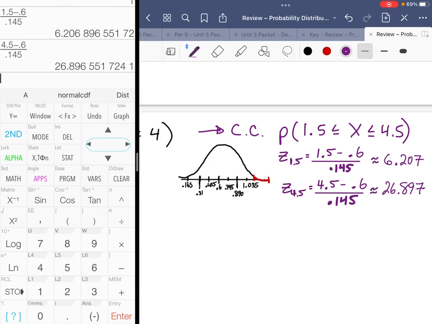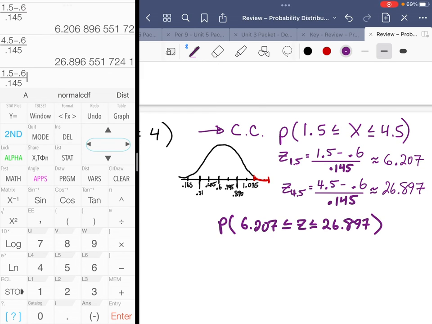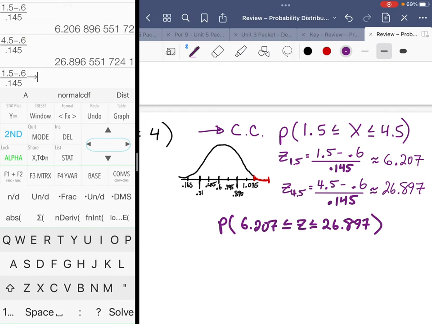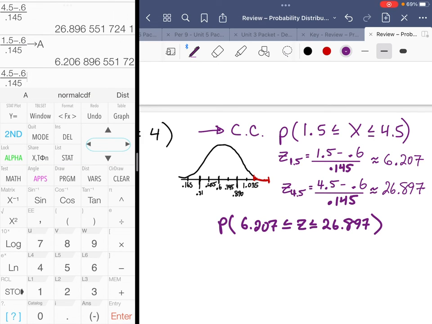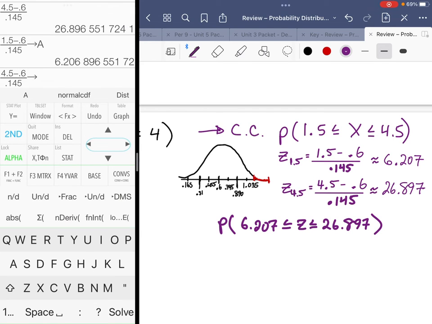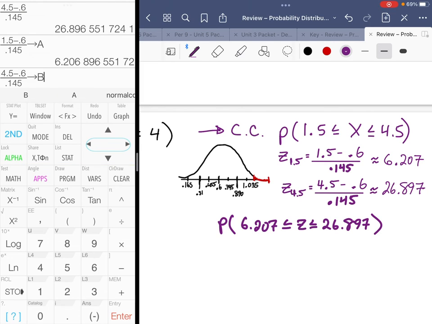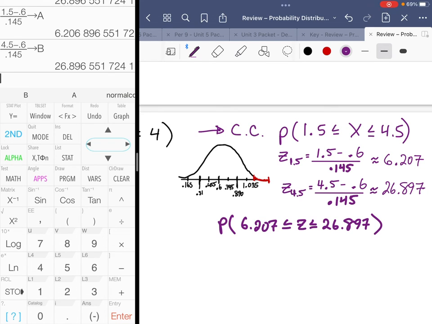All right, and so what we're looking for again is the probability that Z is going to be between these two numbers, 6.207 less than or equal to Z less than or equal to 26.897. All right, so belatedly I realized I should have stored, so I'm going to store it. Alpha math, but I have my QWERTY pad here. Store. Set the wrong thing. Alpha, it would be the key right next to math on your calculator, so whatever that is. So most likely apps, but my memory is a little fuzzy right now.